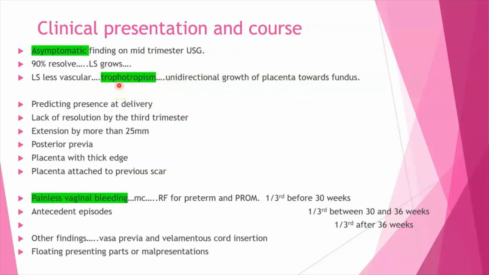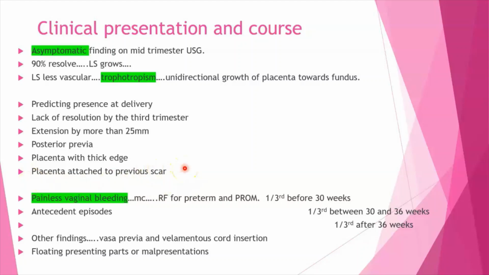which is also called trophotropism. So friends, how will we predict the persistence of placenta previa at delivery? First, lack of resolution by the third trimester, extension by more than 25 mm, posterior previa, placenta with thick edge, and placenta attached to previous scar.